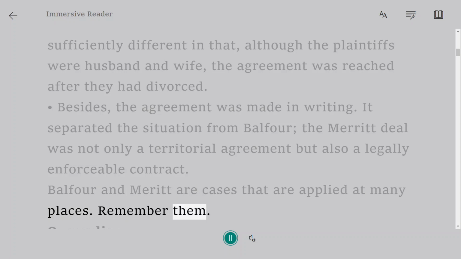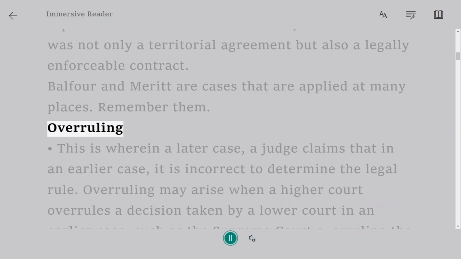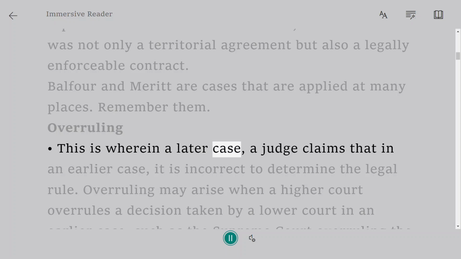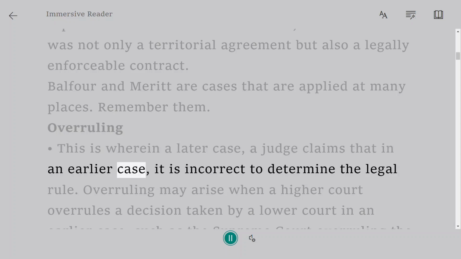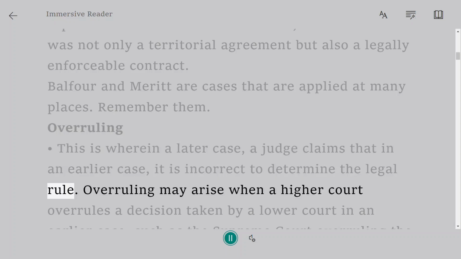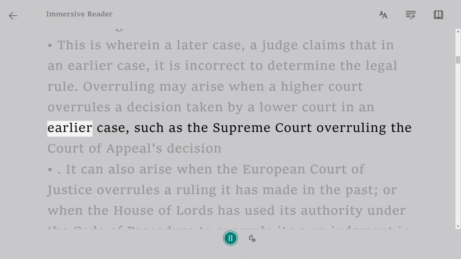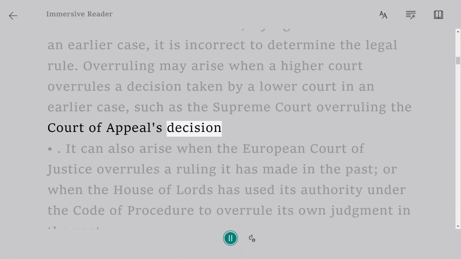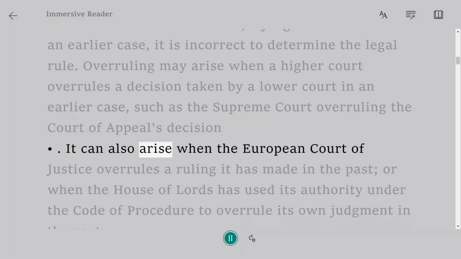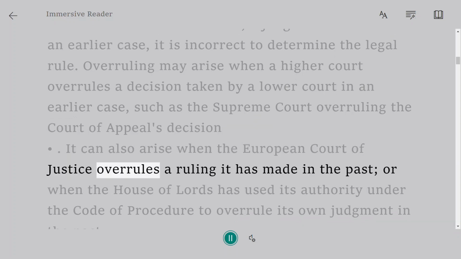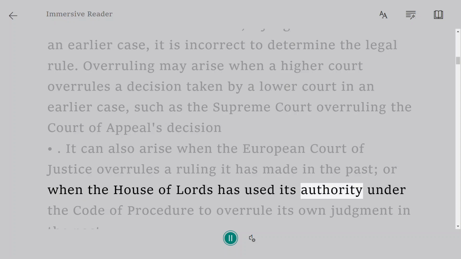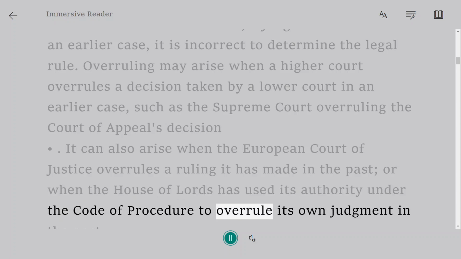Remember them. Overruling. This is where in a later case, a judge claims that in an earlier case, it is incorrect to determine the legal rule. Overruling may arise when a higher court overrules a decision taken by a lower court in an earlier case, such as the Supreme Court overruling the Court of Appeal's decision. It can also arise when the European Court of Justice overrules a ruling it has made in the past, or when the House of Lords has used its authority under the Code of Procedure to overrule its own judgment in the past.